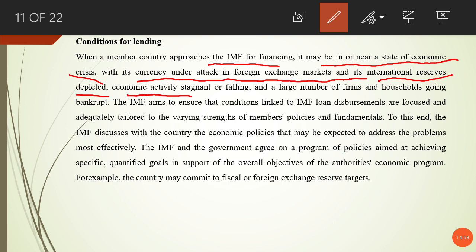Economic activity is stagnant or falling, and a large number of firms and households are going bankrupt.